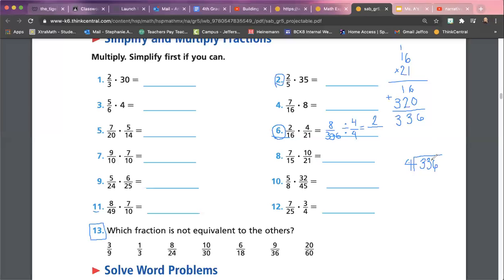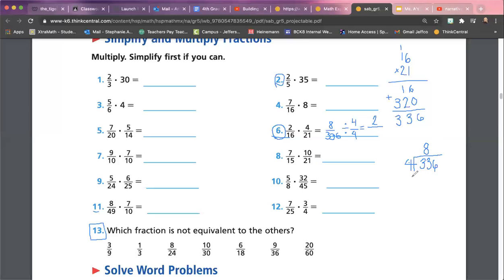So 4 cannot go into 3. So then I'm going to make it into a 33. Can 4 go into 33? Yes, it's not exactly even, but it can go into 33. How many times? 8.